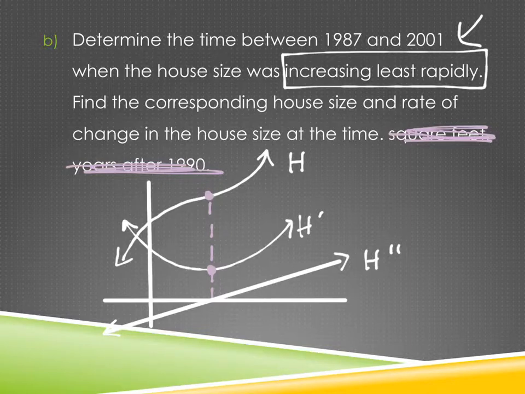That's the x value. That's not the inflection point, right? But that's the x value. How can I find the other pieces of information? Because it said, determine the time when it was increasing most and least rapidly. Well, this is the time. The answer to that question is 14.111 years after 1980. Okay, I mean, that's the answer to that question. But it also says find the corresponding house size and rate of change in the house size at that time. How am I going to find those?